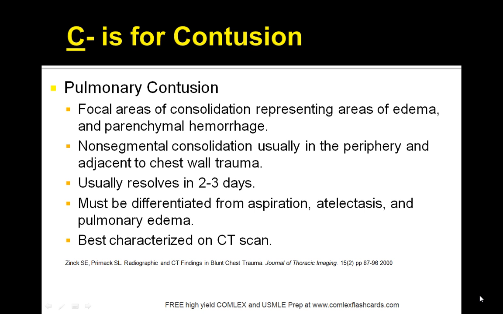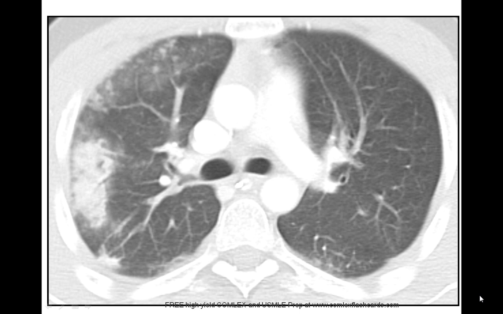Okay, so the focal areas of consolidation representing edema and parenchymal hemorrhages are key, and then the non-segmental consolidation in the periphery. So what do we mean? Well, let's take a look at another image, and here clearly you can see signs of the contusion.